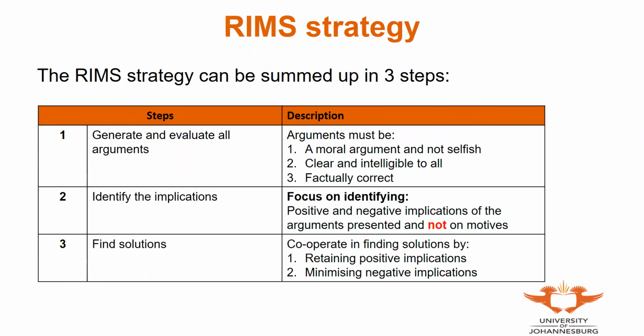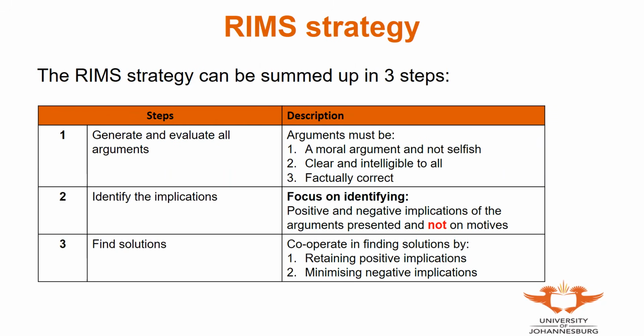So the RIMS strategy can be broken down into 3 main steps. Step 1 is generate and evaluate all arguments, step 2 is identify the implications, and step 3, find solutions. So it's a very simple strategy. And as we dig deeper into the RIM strategy, you'll see that it comes down to very simple and basic exam technique, but it's also an opportunity to do well in an exam situation.